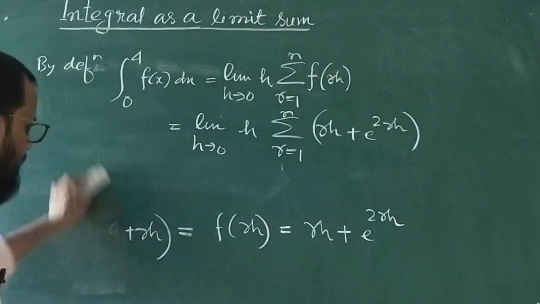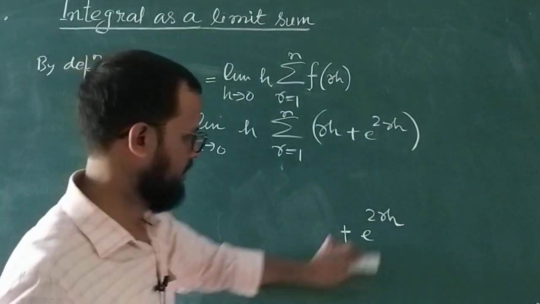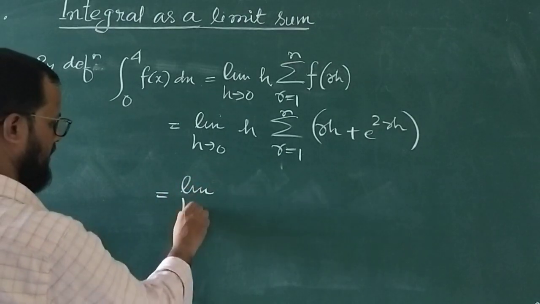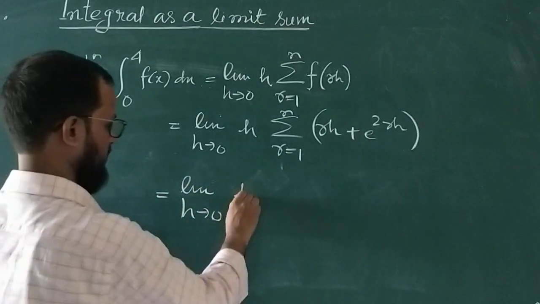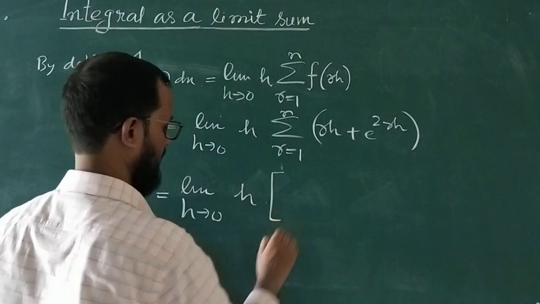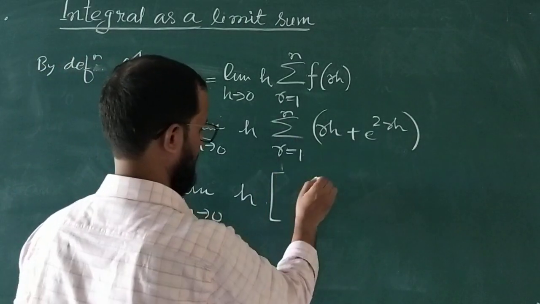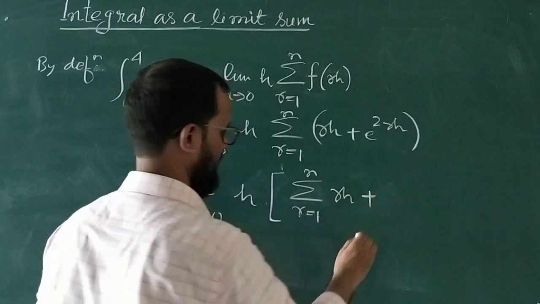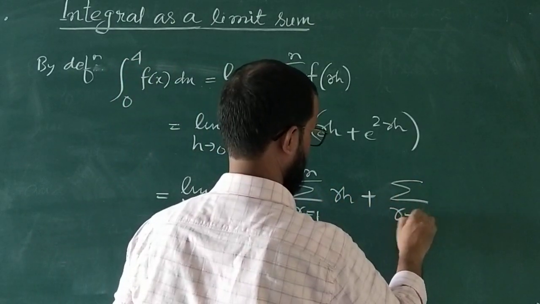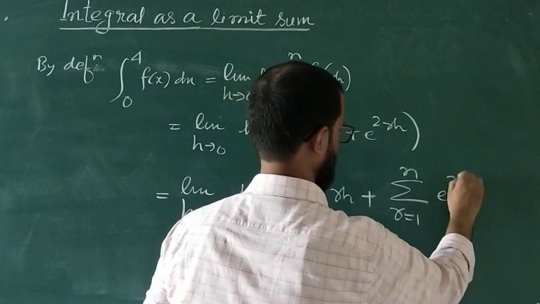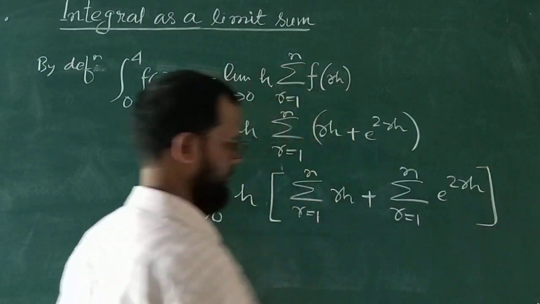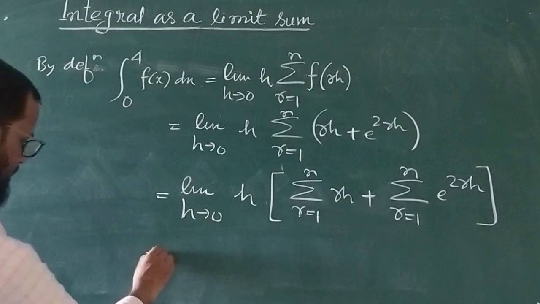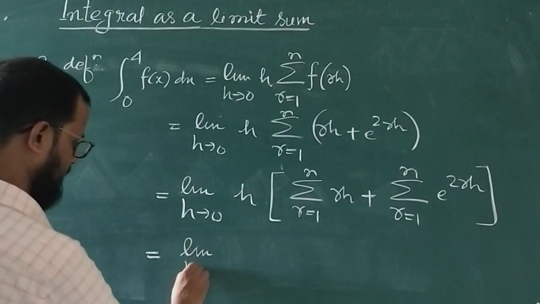Now we are going to separate the summation. If you separate the summation, the first summation will be summation r equal to 1 up to n rh. Another summation is summation r equal to 1 up to n e to the power 2rh. Understood? Now also separate the limit. Separate the limit, you will get limit h tends to 0.